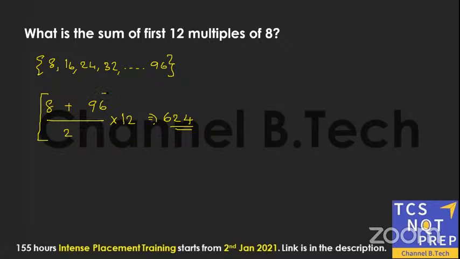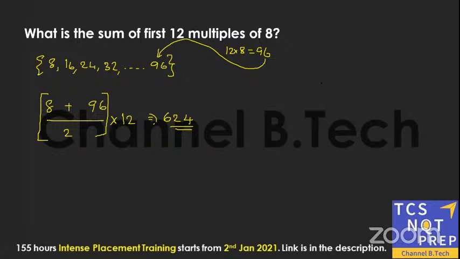What am I doing here? I'm using the average concept. First term plus last term divided by 2. For the 12th multiple, it will be 12 into 8, 96. That is how I got this 96. First multiple will be 8. So 8 is the first term, 96 is the last term. Since they are in arithmetic progression, I can add first term and last term and divide by 2 to get the average. Average is multiplied with number of terms to get the sum. This is one way of doing it, right?